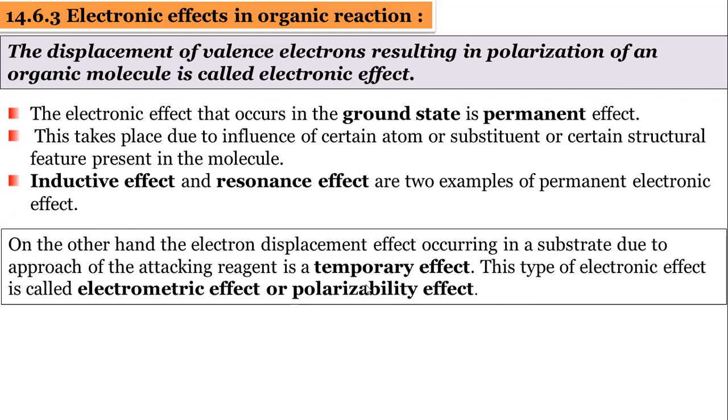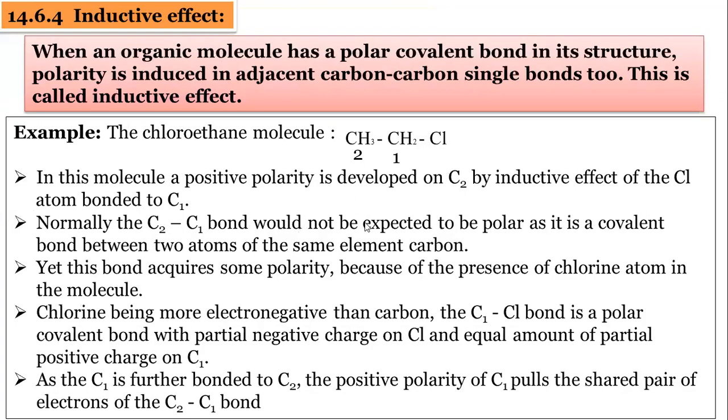But there is another effect which is temporary effect. It is called as electromeric effect, or it is also called as polarizability effect. This is a temporary effect. This occurs due to the approach of the attacking reagent. This type of effect is called as electromeric effect or polarizable effect. Now we will discuss with the help of examples.